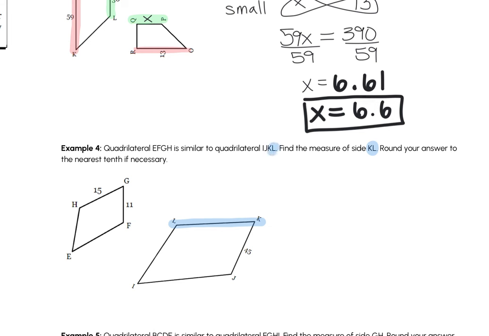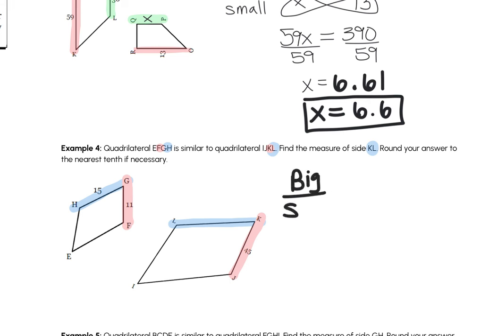So KL, the last 2 letters, goes with GH. And now I need to find another pair of corresponding sides. So I've got 11, which is GF. So that's the middle 2 letters. So that would be with J and K. So now that I've got my 2 pairs of corresponding sides, I can set up my proportion.